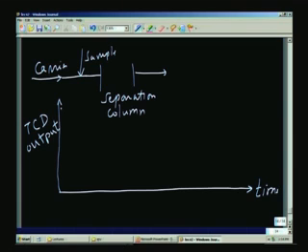Initially it is only the carrier gas, and therefore there will be no output, and after some time the first gas which is going to separate comes out, and it will give you a peak like this.